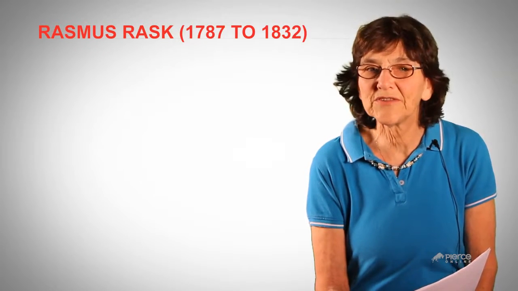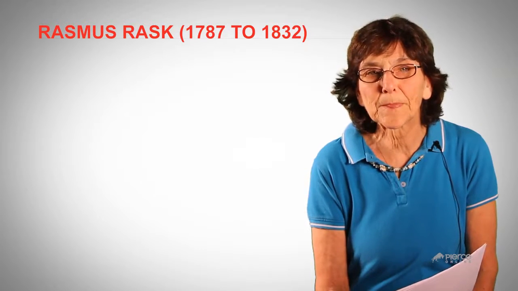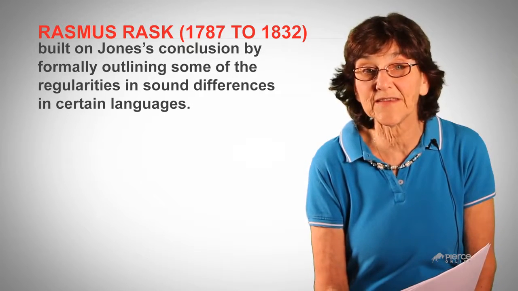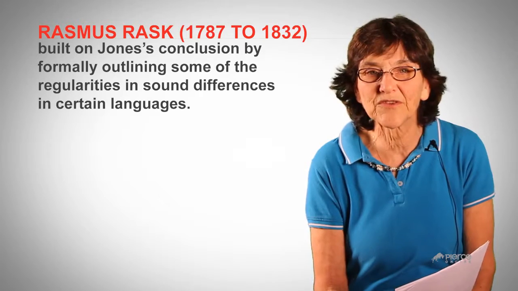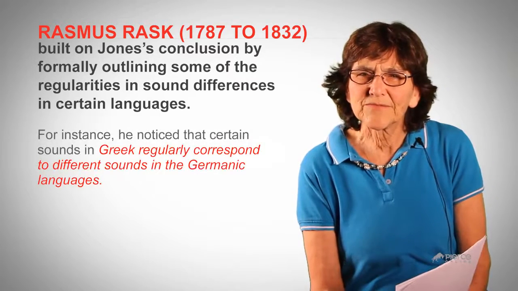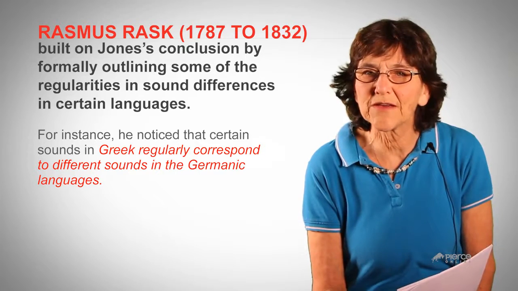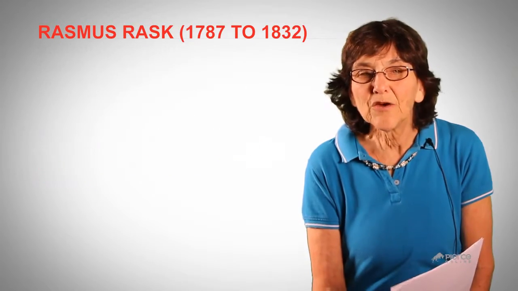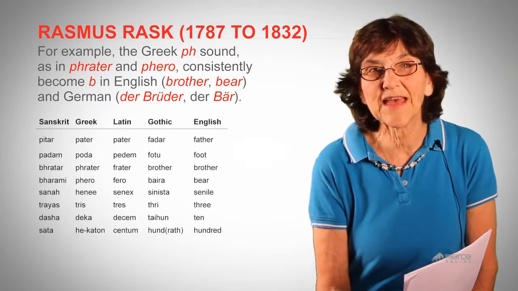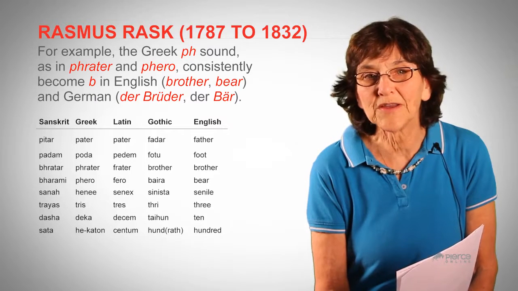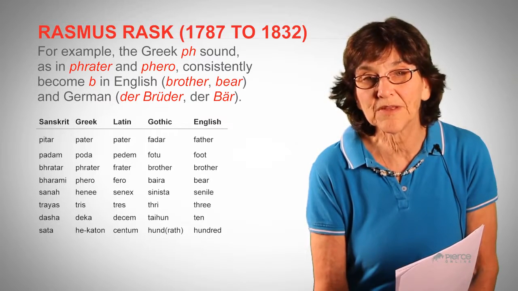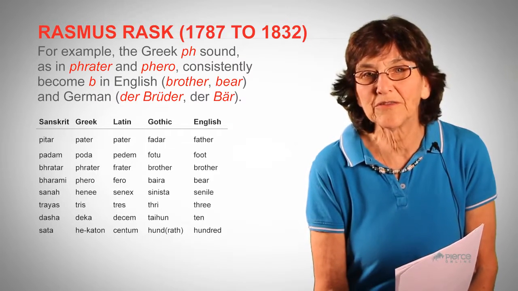The Danish researcher Rasmus Rask, who lived from 1787 to 1832, built on Jones's conclusion by formally outlining some of the regularities in sound differences in certain languages. For instance, he noticed that certain sounds in Greek regularly correspond to different sounds in the Germanic languages. For example, the Greek PH sound, as in frater and pharaoh, consistently becomes B in English, brother and bear, and in German, der Bruder, der Bär.